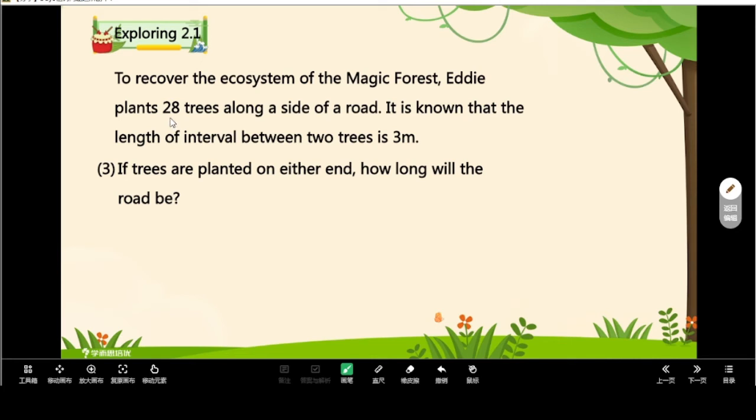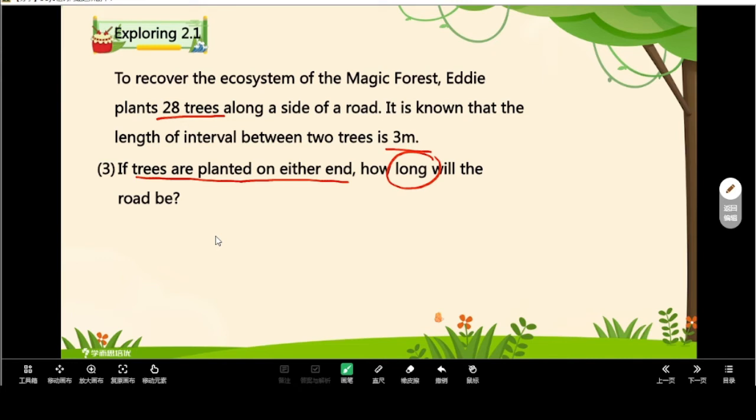Again, Eddie plants 28 trees and the length of the interval between two trees is 3 meters. So if trees are planted on either end, how long will the road be? This question is also asking about how long. And it is similar to the previous question. You can think about it on your own. Pause me and think about it on your own. Okay, and I will go on to show you how to do this question. First, answer me a question. What is the first step before we find the length of the road?